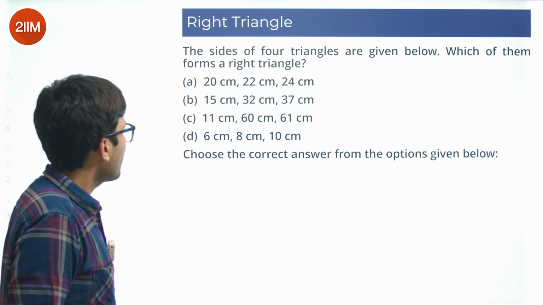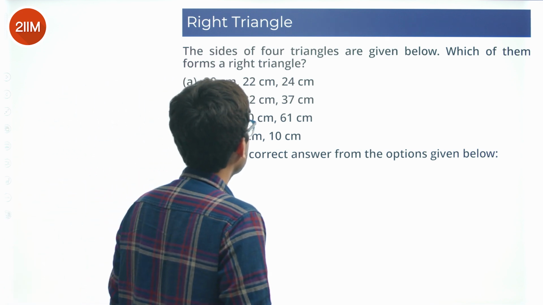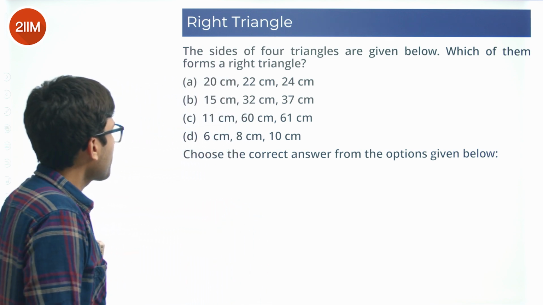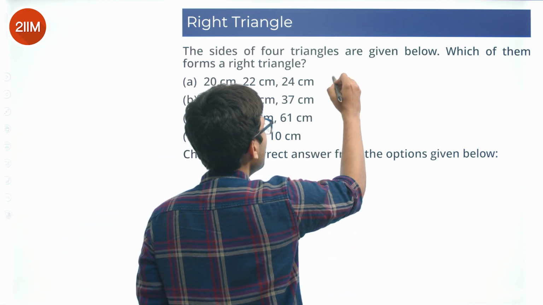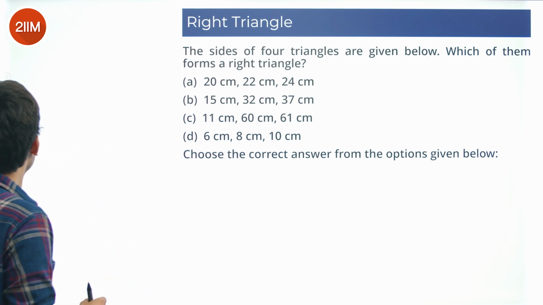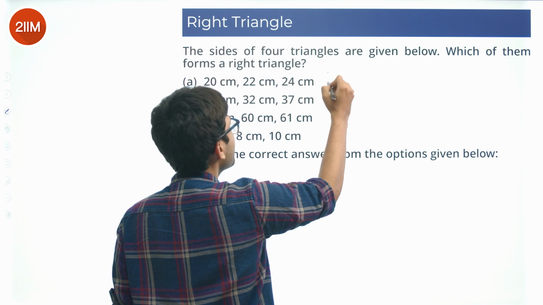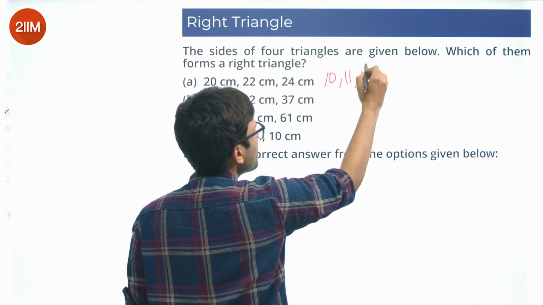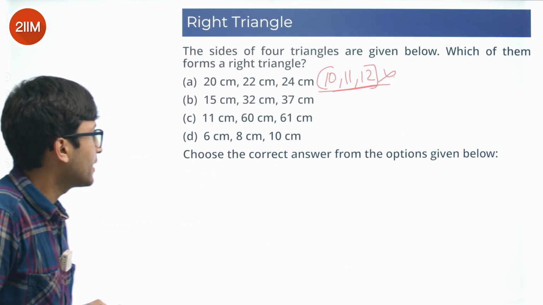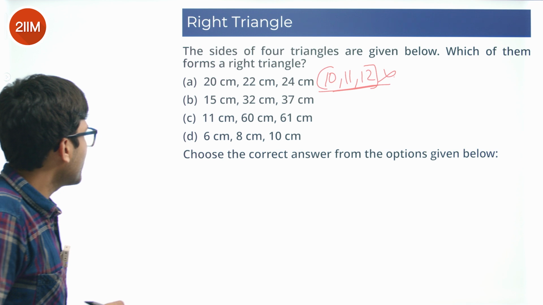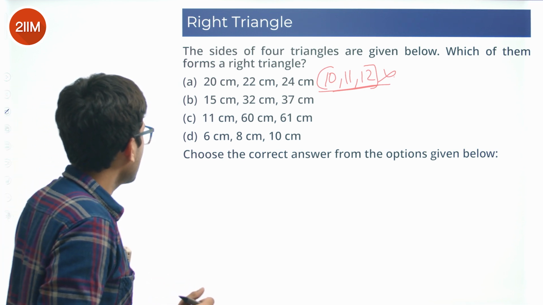Perfect. Now let's try. First, from the first I know 20, 21, 24. If this is a right triangle, then if I divide all the 3 values by 2, 10, 11 and 12 should also be a Pythagoras triplet, but I am sure this is not a Pythagoras triplet. Okay, let's continue. For next one, 15, 32 and 37. So this cannot be done.